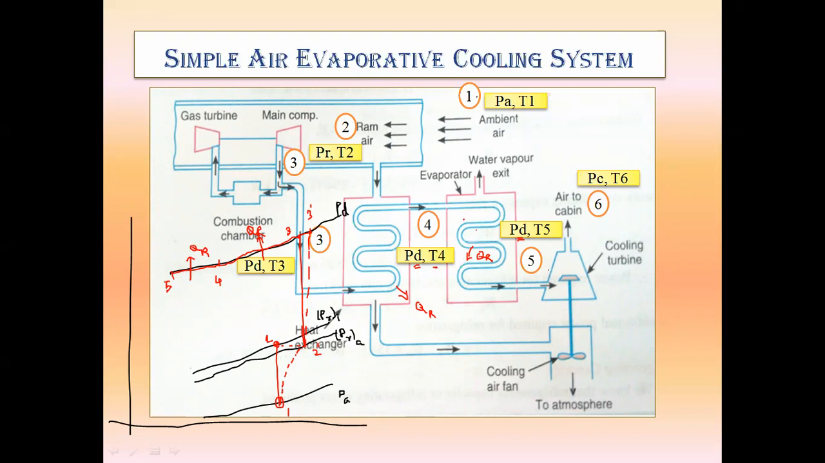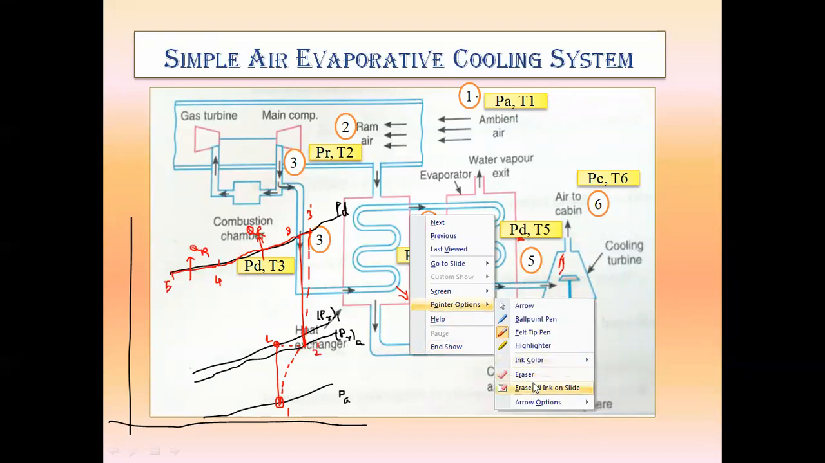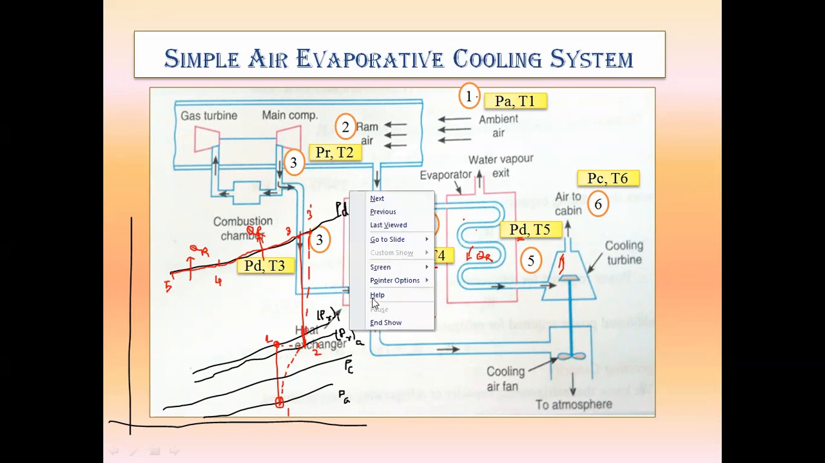That is nothing but expansion inside the cooling turbine, and here pressure will go on decreasing from delivery pressure to cabin pressure. So I need to draw one more pressure line that will be called the cabin pressure. Suppose this is the cabin pressure line. Cabin pressure will have a value greater than ambient pressure, lower than ram pressure.